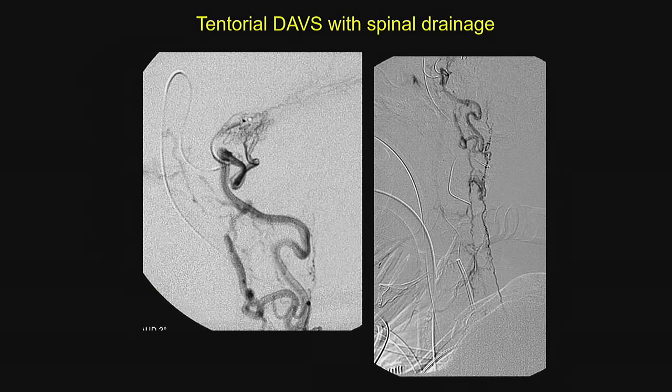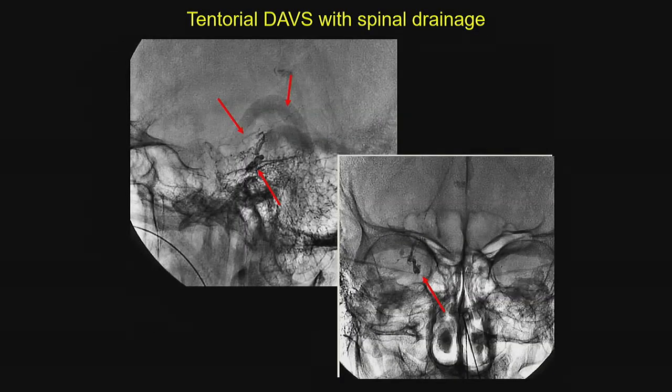So the goal now is obviously to get this structure as well as the draining vein, the proximal part, to disconnect the disease. And that's what we did. We injected the glue. You can see it nicely. Like I said, glue you can see. Onyx, it will be very difficult to see in this location.